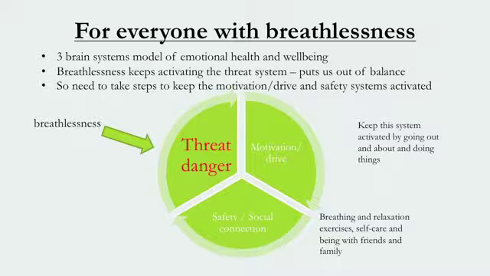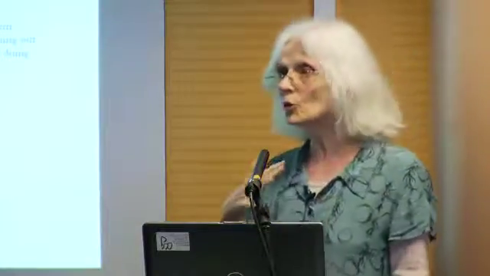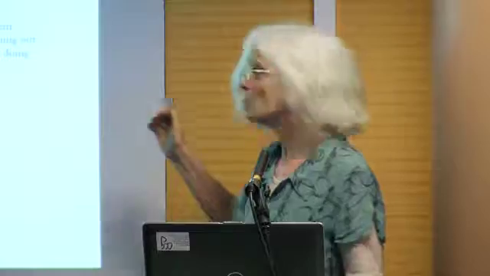The idea is that we've got three brain systems: a threat system that's going to keep us safe from danger; a motivation drive system, the one that gets us up and out of bed and off to work or cooking the dinner or going shopping; and a safety social connection system. For emotional health and well-being, these three need to be in balance, and things go wrong when they get out of balance. Now, if you're getting breathlessness, your threat-danger system is constantly being activated, and that's going to get stronger. So you need to do things about your motivation drive system and your relaxation and social connection safety system to keep yourself in balance.